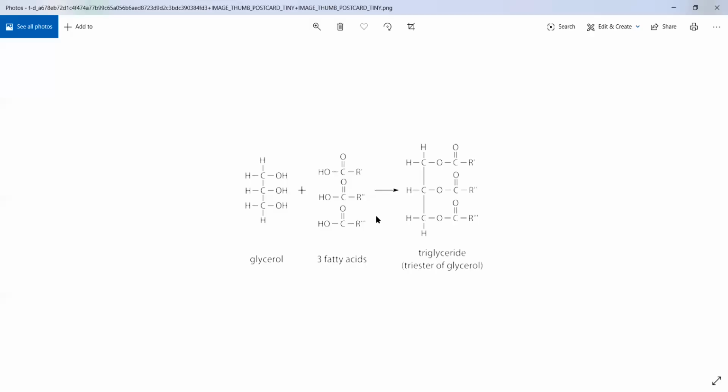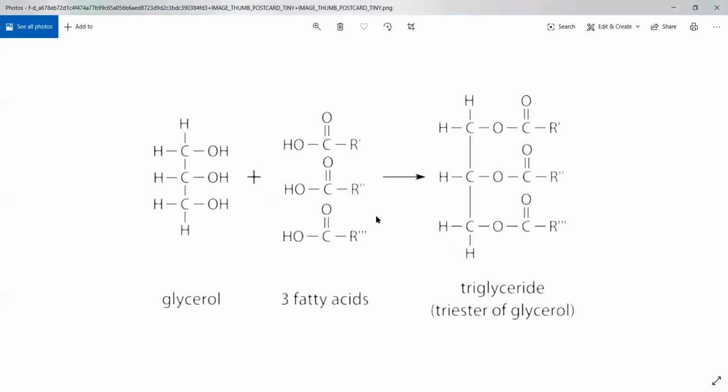Yeah, so this is how you get a triglyceride molecule. This is a fat molecule, one of the simplest forms. You take a glycerol molecule and you add three fatty acid molecules. That is a fatty acid.